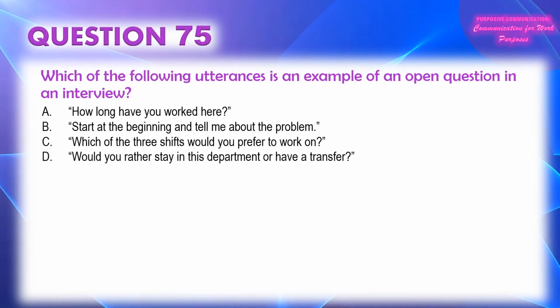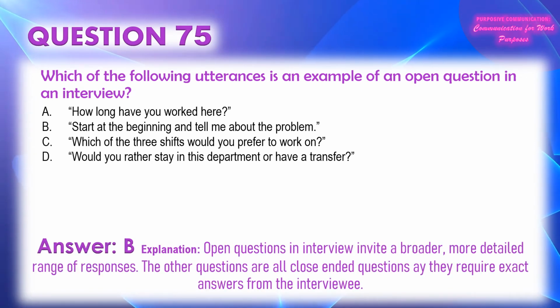Question 75. Which of the following utterances is an example of an open question in an interview? Answer: B. Start at the beginning and tell me about the problem. As compared with the other questions which require exact answers from the interviewee, choice B lets the interviewee explore more about the problem.